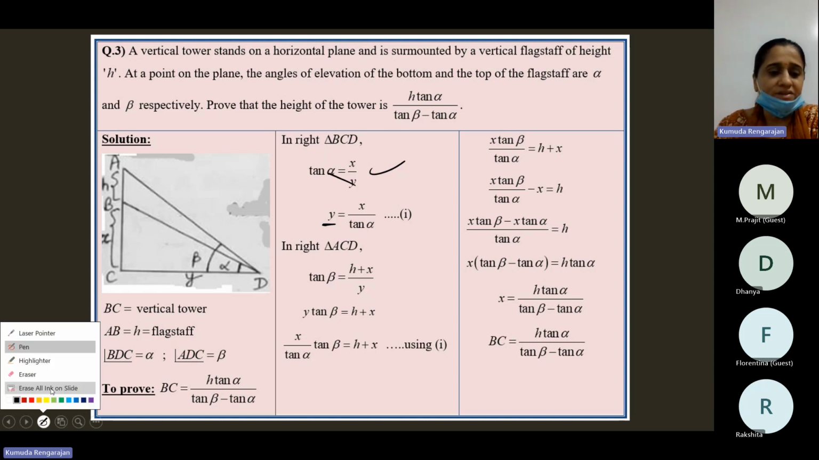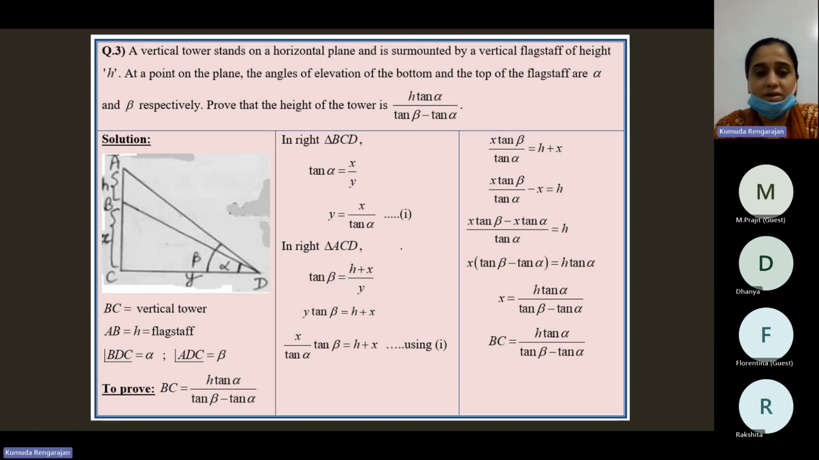Stop there. Take up the next triangle. In the next triangle, we have beta. Again, tan beta is equal to opposite over adjacent. Be very careful. This is beta, this is the angle beta, and it's in this triangle. So tan beta is equal to the opposite side, h plus x, over y.